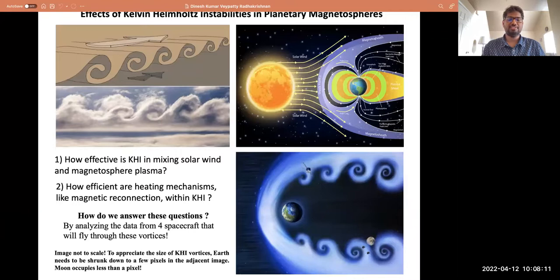KHI is not unique just to Earth. It is reported to be observed in several other planetary and space plasma environments. Understanding the nature of space near our home will help us understand the nature of space throughout the universe.